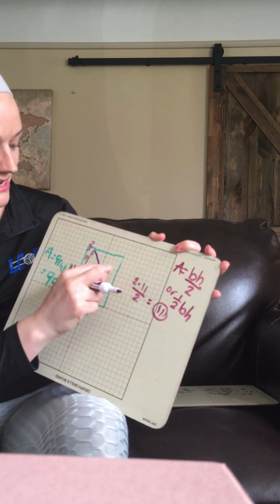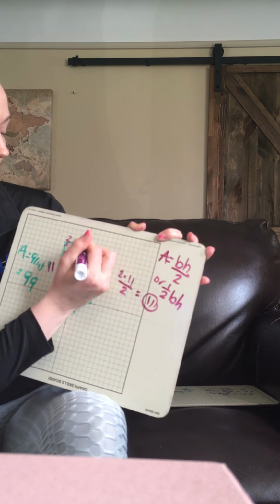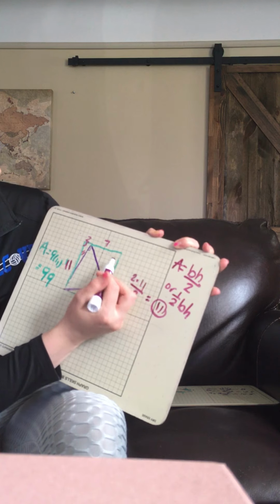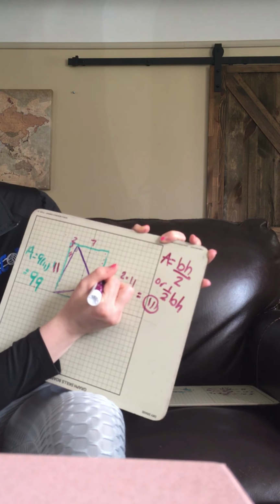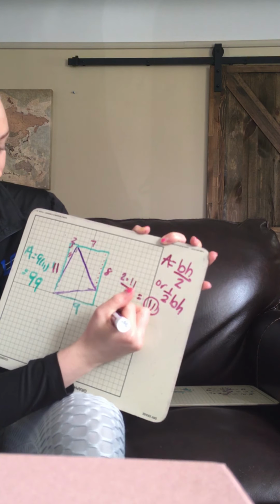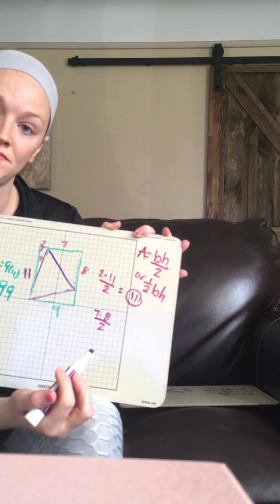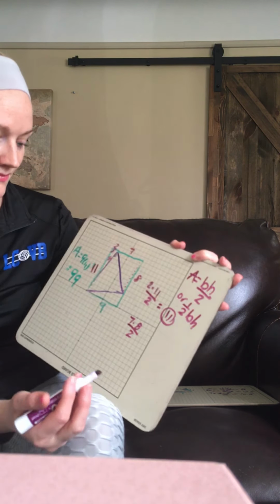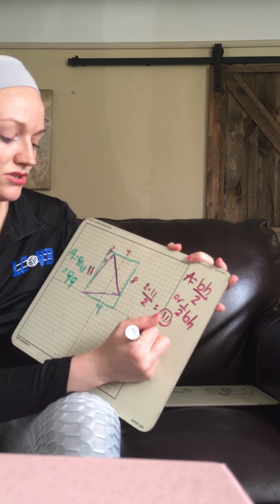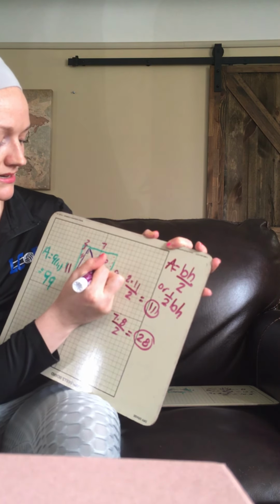Okay, let's look at this guy. 1, 2, 3, 4, 5, 6, 7 by 1, 2, 3, 4, 5, 6, 7, 8. So plug it into that formula, right? 7 times 8 divided by 2. 7 times 8 is 56. 56 divided by 2 will give you 28. So this guy is 28.